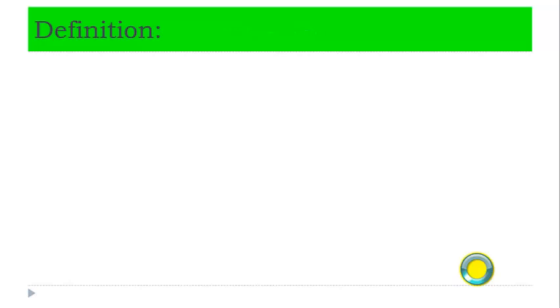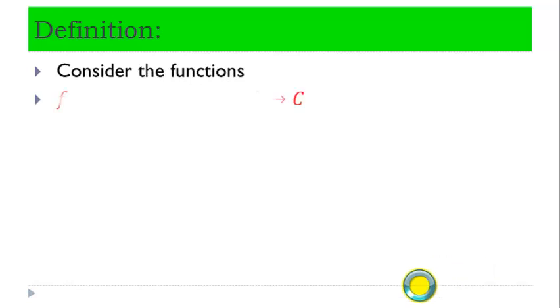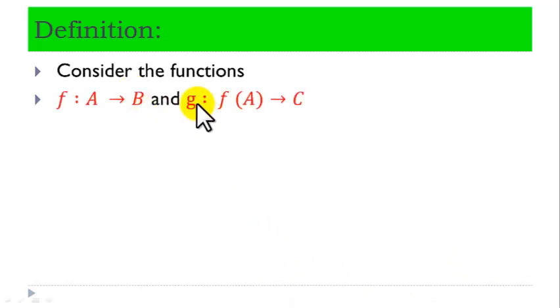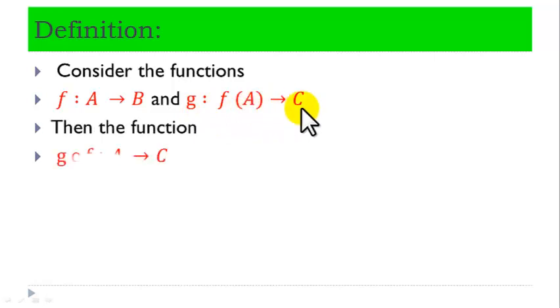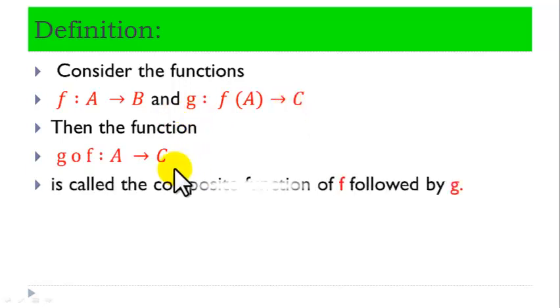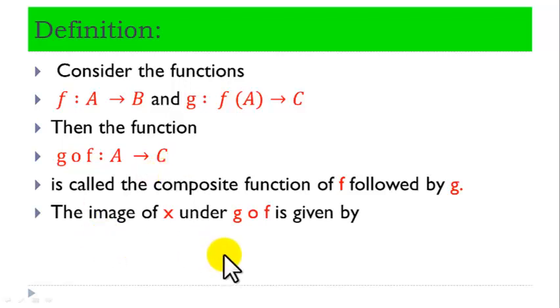Definition of a composite function. Consider the functions f from A to B and g from f of A to C. Then the function g∘f from A to C is called the composite function of f followed by g. The image of x under the composite function of f followed by g is given by g∘f of x is equal to g of f of x.